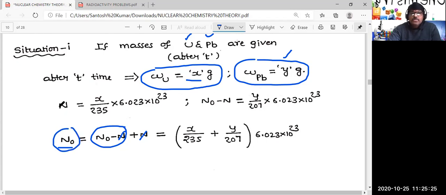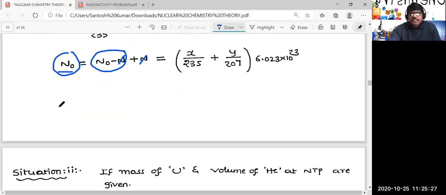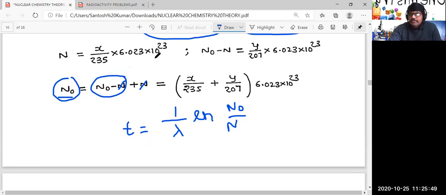Now you have to use the integrated rate equation. What is that integrated rate equation? T is equal to 1 by lambda ln N naught by N. The N naught value we are getting, the N value we already have, lambda has to be given, and whatever time period you are calculating, that time is the age of that rock, the age of that mineral.